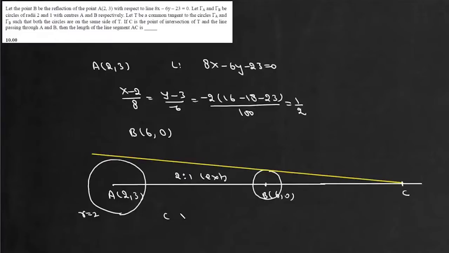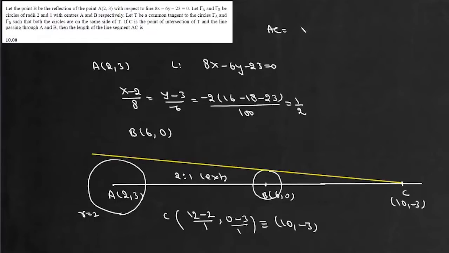So coordinate of this point C will be 12 minus 2 upon 1, which will be 0 minus 3, and here it is this 1. So coordinate of this point C is 10 comma minus 3. Once we have A and C, we can find AC.